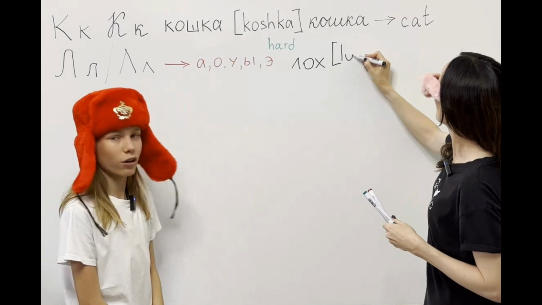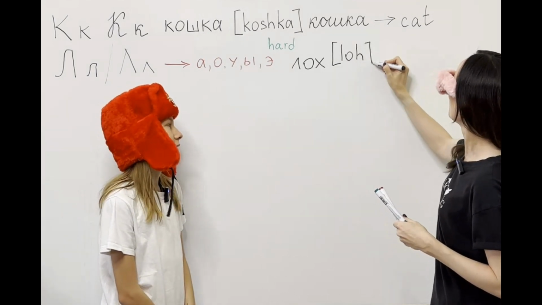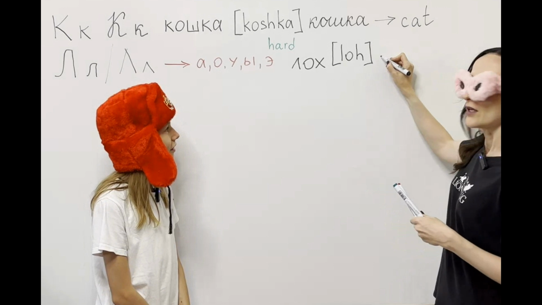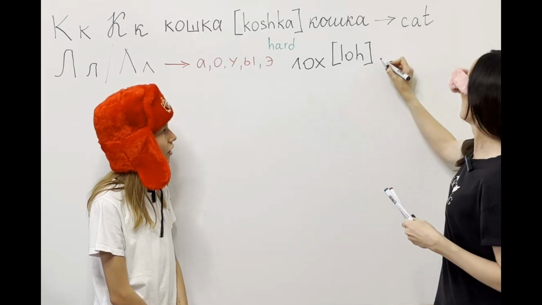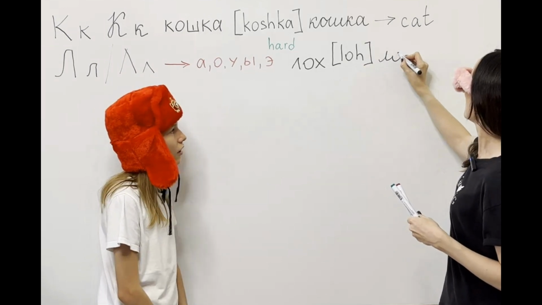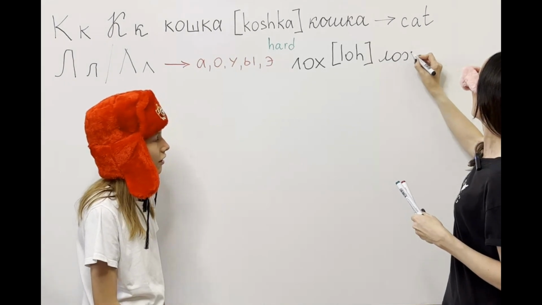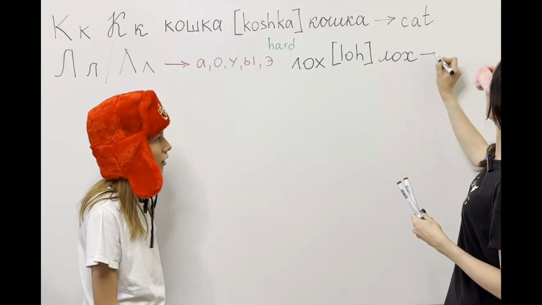Лох. The transcription, the word in cursive will look like this. Loser.